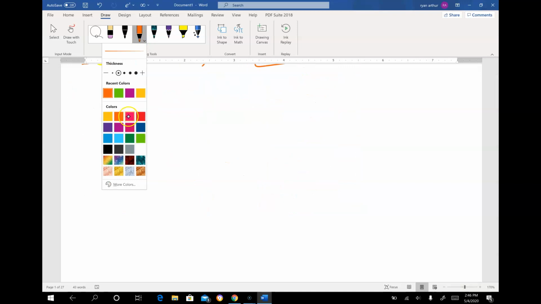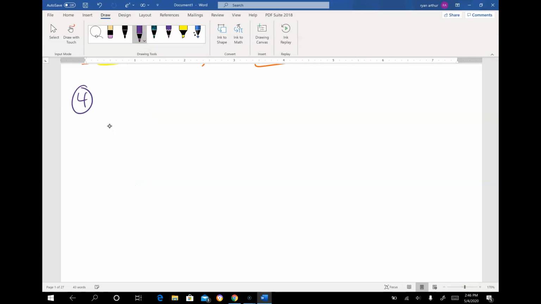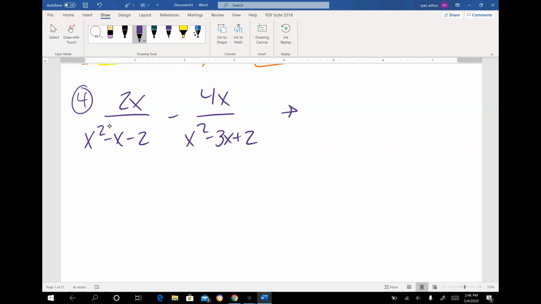Number 4. So 2x over x squared minus x minus 2 minus 4x over x squared minus 3x plus 2. Alright, so I'm going to do the keep, change. Okay? And guys, if you can combine steps, go ahead and combine them. You can do the keep, change, and factor the denominator at the same time. But I'm going to do it this way so I can make sure you guys see every step. Change subtraction to addition, and then change the sign of the 4x, which will make it a negative 4x, over that denominator.